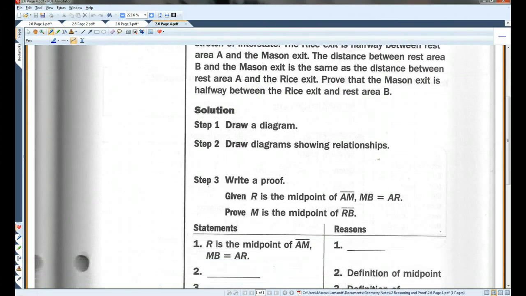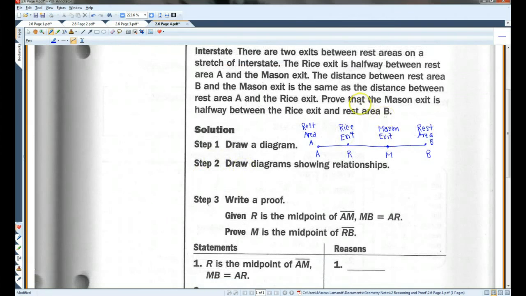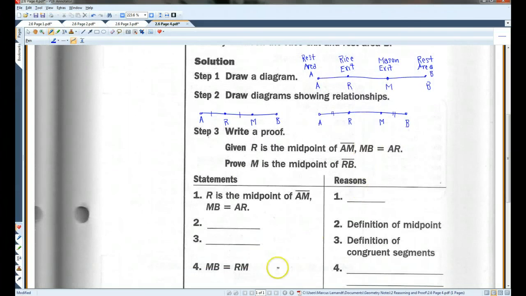Okay, basically you need to draw this out. So here's our diagram. The Rice exit is halfway between rest area A and the Mason exit. The distance between rest area B and the Mason exit is the same as the distance between this and this one. So this equals this, and this equals this. I'll draw that out. So we know that AR is congruent to RM, and we know that AR is congruent to MB. So we need to prove that M is the midpoint of RB. Let's do this. So R is the midpoint of AM. Basically, R cuts it in half. We're given this. And we're given that MB equals AR.